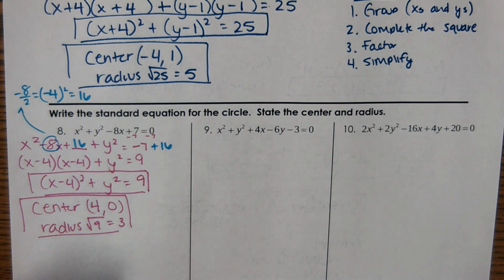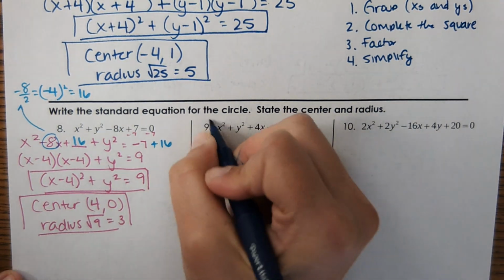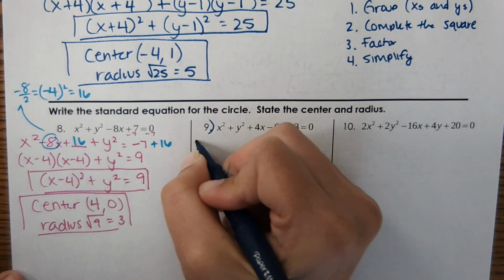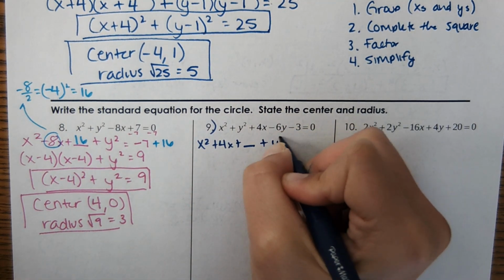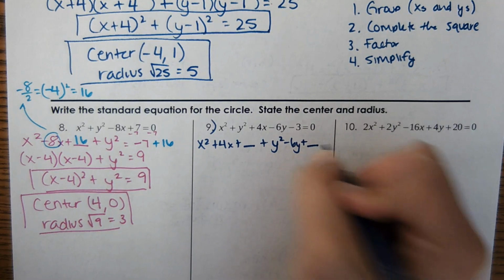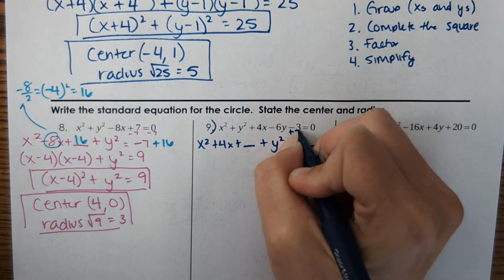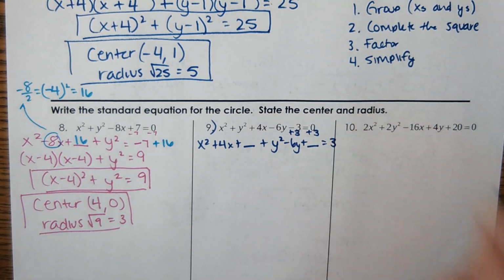Okay, next one, practicing so that way we can get it to stick in our head. So x's with the x's, x squared plus 4x plus blank plus y squared minus 6y plus blank equals, add the 3 to both sides, so this would be over here, 3.